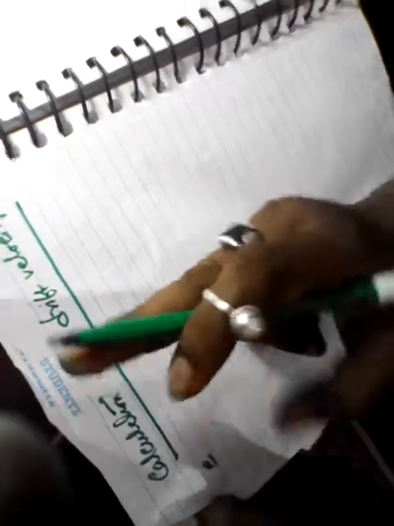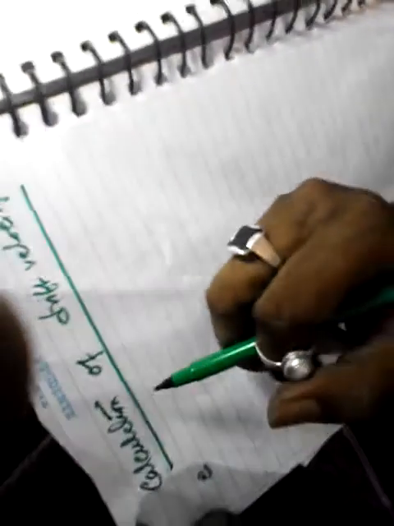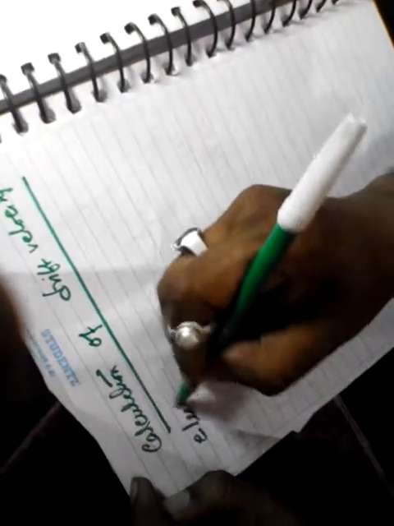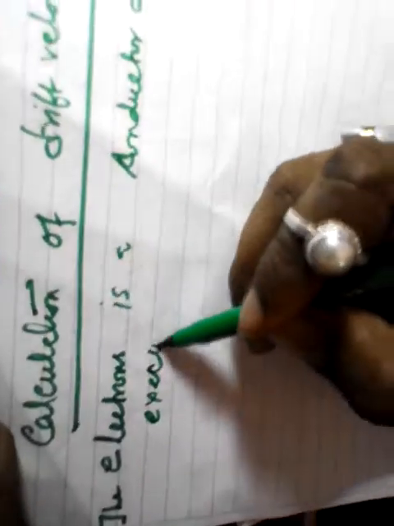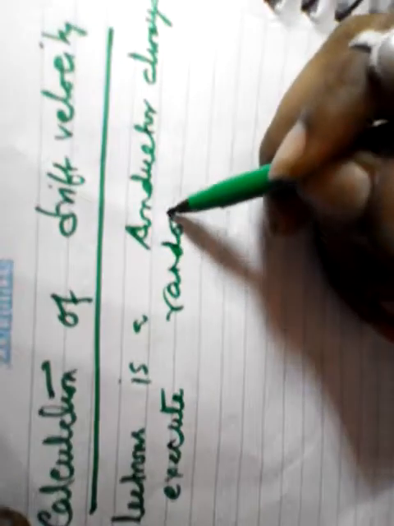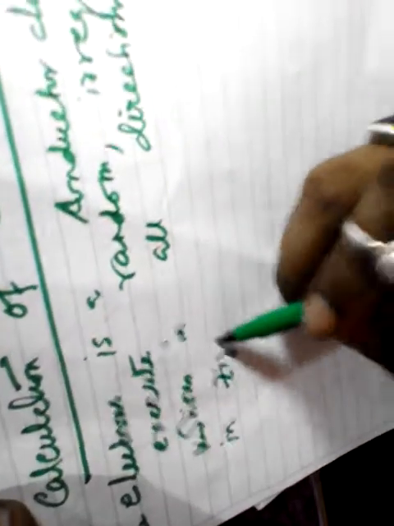Simply, the electrons in a conductor execute random and uninterrupted motions. The electrons in a conductor always execute random, irregular motions in all directions in a zigzag path.